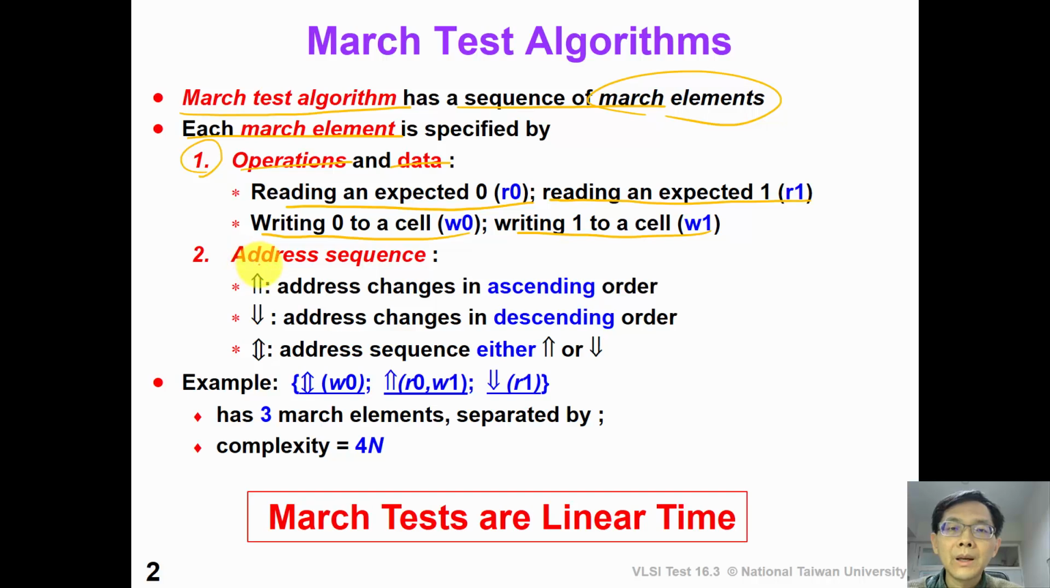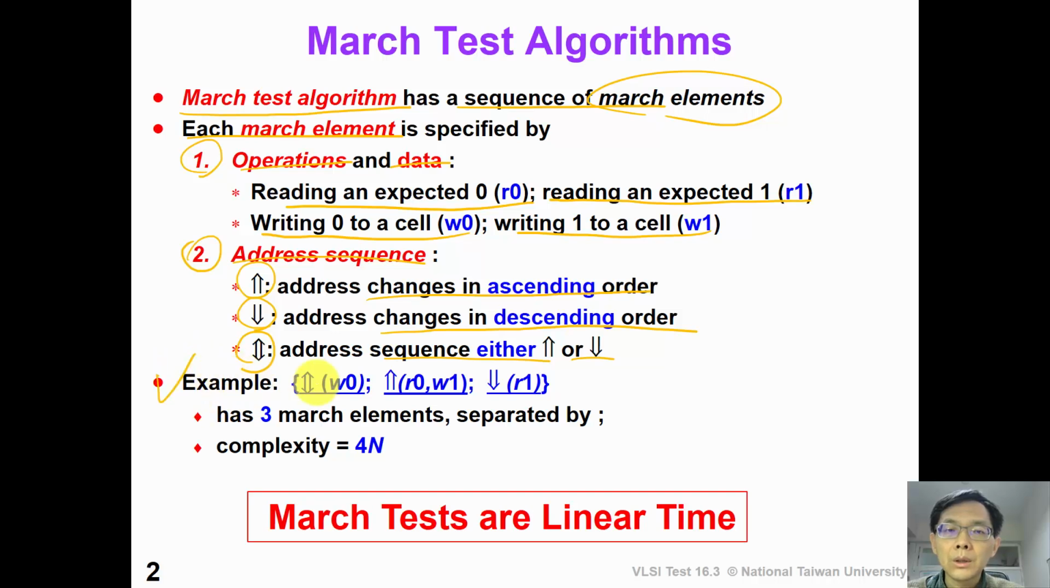And second, in a March element, we also specify the address sequence. An upward arrow represents that the addresses are changed in ascending order, and the downward arrow indicates that the addresses are changed in descending order. A double arrow means that the address sequence can be either ascending or descending.